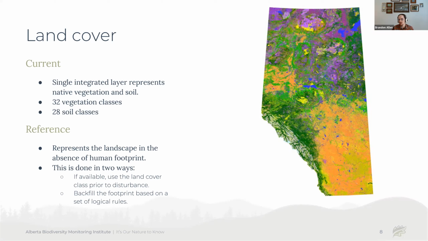Is there a bog? Is it a fen, a swamp? Is it a 40-year-old deciduous stand? Is it a 60-year-old mixedwood? And so we have over 30 vegetation classes now that are all trying to capture different aspects of the environment.